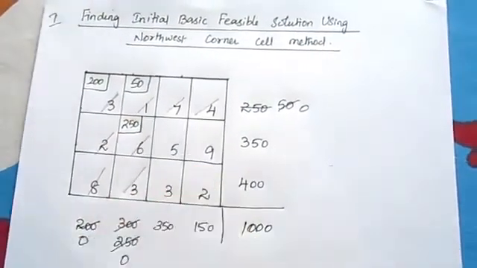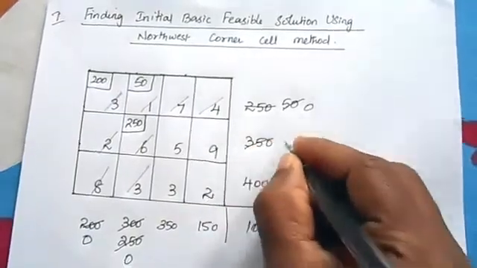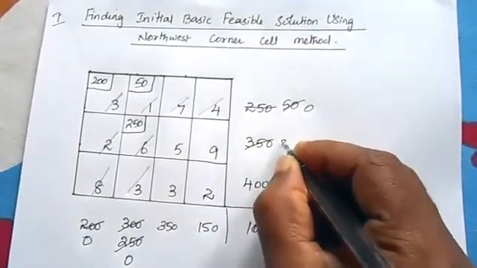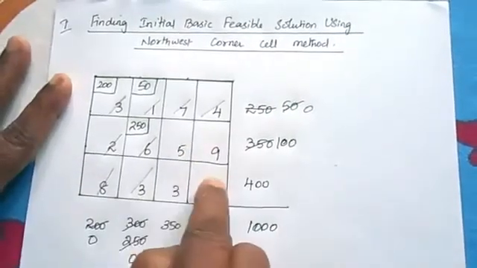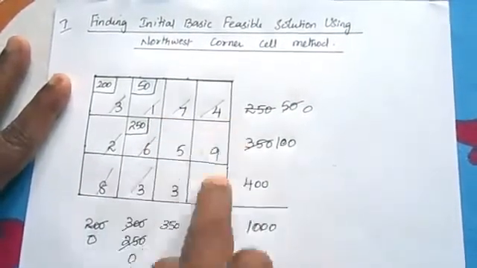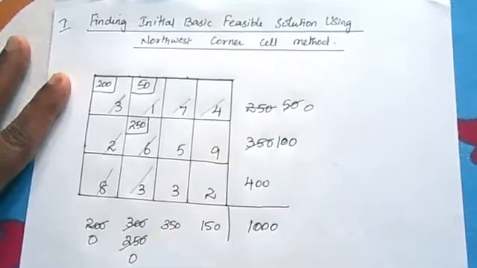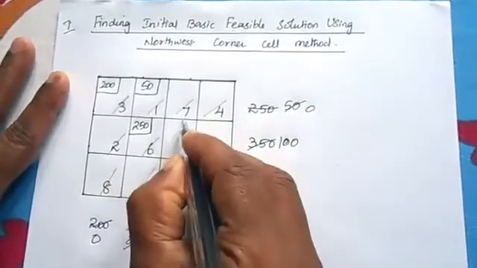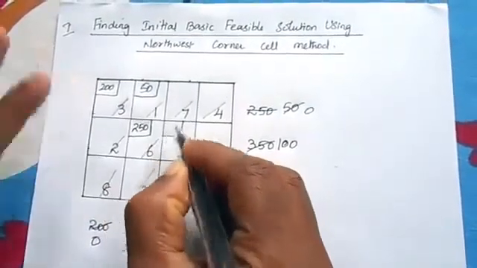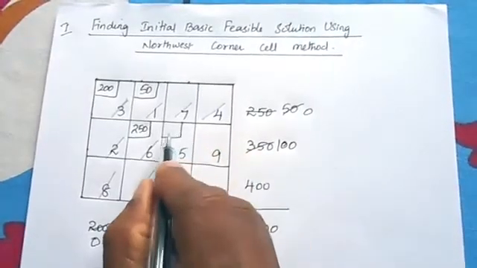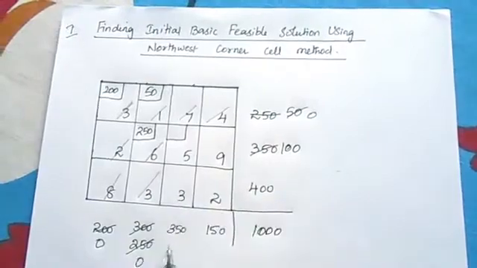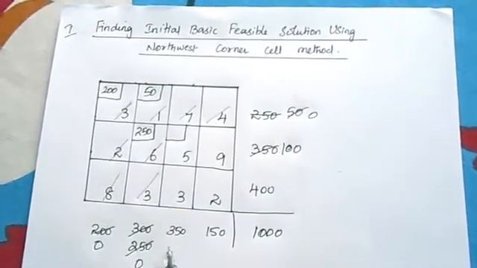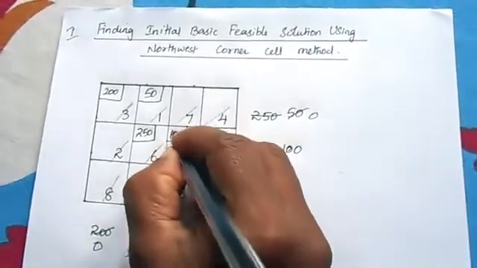Cancel this row. So after allocating 250, balance how much? 100. Now we have only 2 rows and 2 columns. So in this box, which one is northwest? This is the northwest. So select this cell and put the value. Allocate the value. So find the row value. Row value is 100. Column value 350. So which one is least? 100 is least. So enter 100.